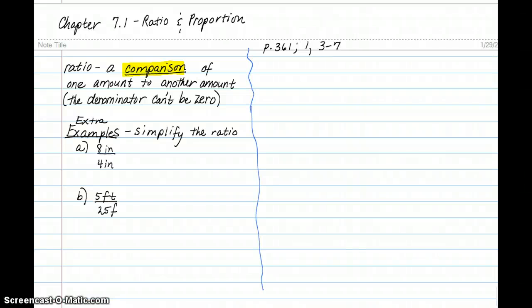This is chapter 7.1, ratio and proportion. A ratio is a comparison of one amount to another amount. Please remember that the denominator cannot be 0.